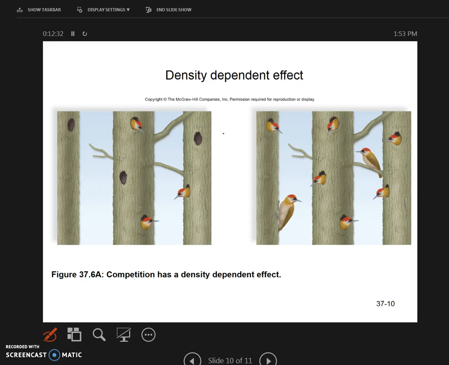But if we look at competition, well, competition is a biotic factor. Why? Because it's dependent on the population. Let's look at this. When density is low, every woodpecker will have a tree hole. But here when the population is high, not all the woodpeckers will have a tree hole, okay?